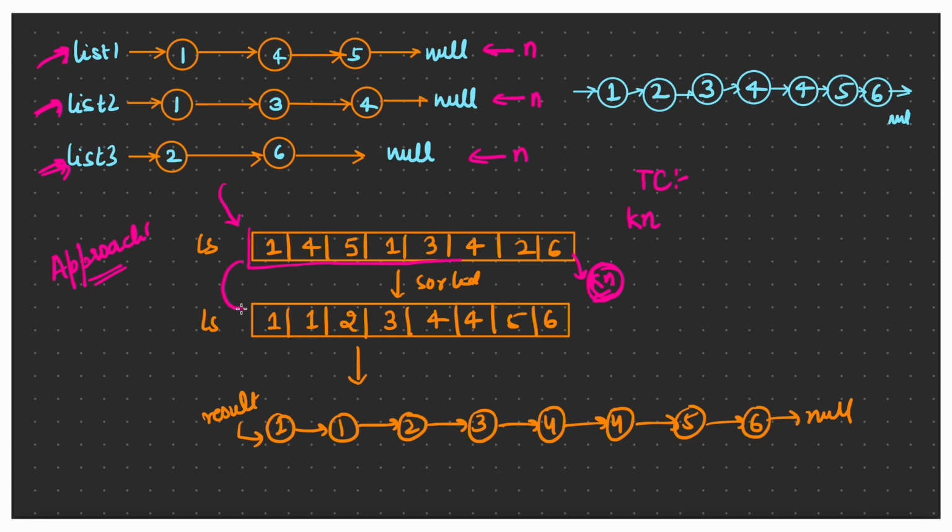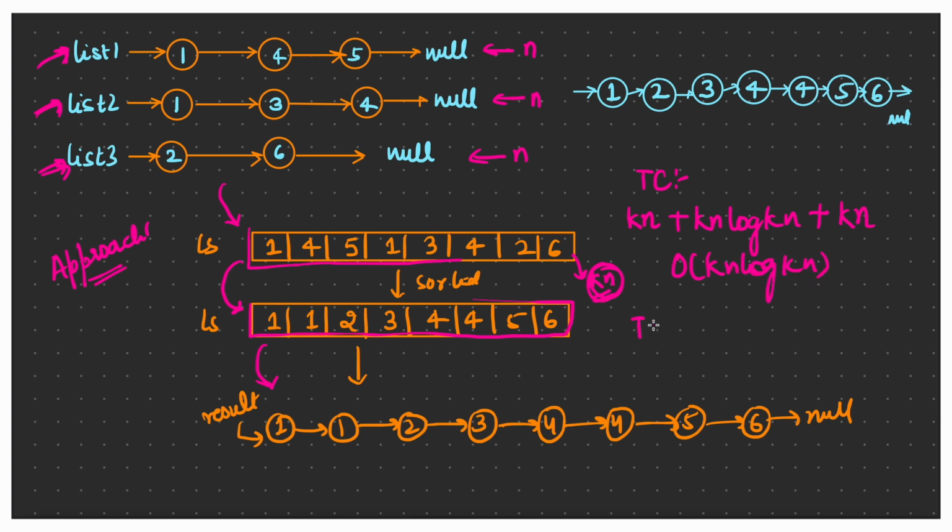Now we sorted this list. Sorting this kn element list will take kn log kn time. And now again we'll traverse this list having kn elements and create the linked list, which will take kn time. So the overall time complexity for this approach will be kn log kn.